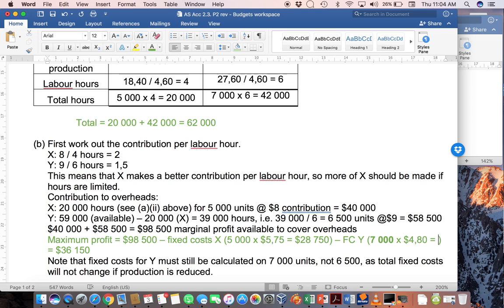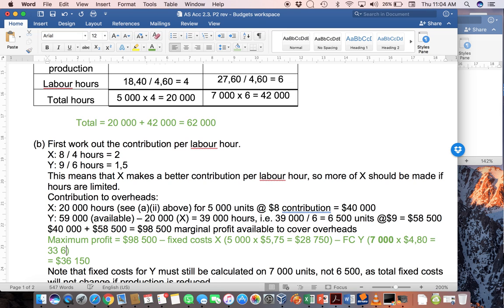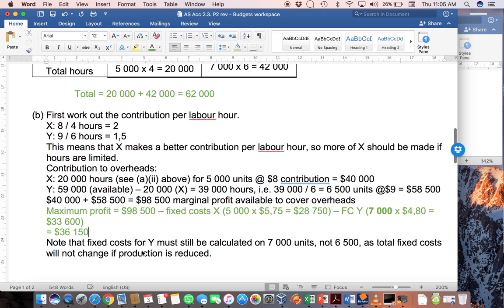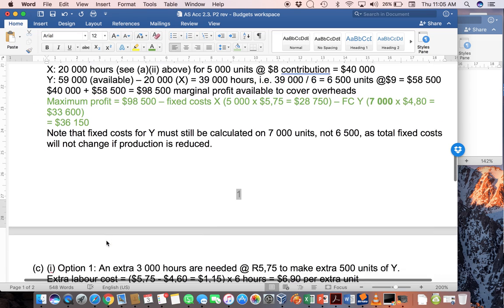So, working backwards now, we can work out that the fixed costs for Y should have been 33,600. And if we now take that into account, so we say our overall profit minus the fixed costs for X and the fixed costs for Y, we then arrive at an amount of 36,150 as the maximum possible profit that can be made.